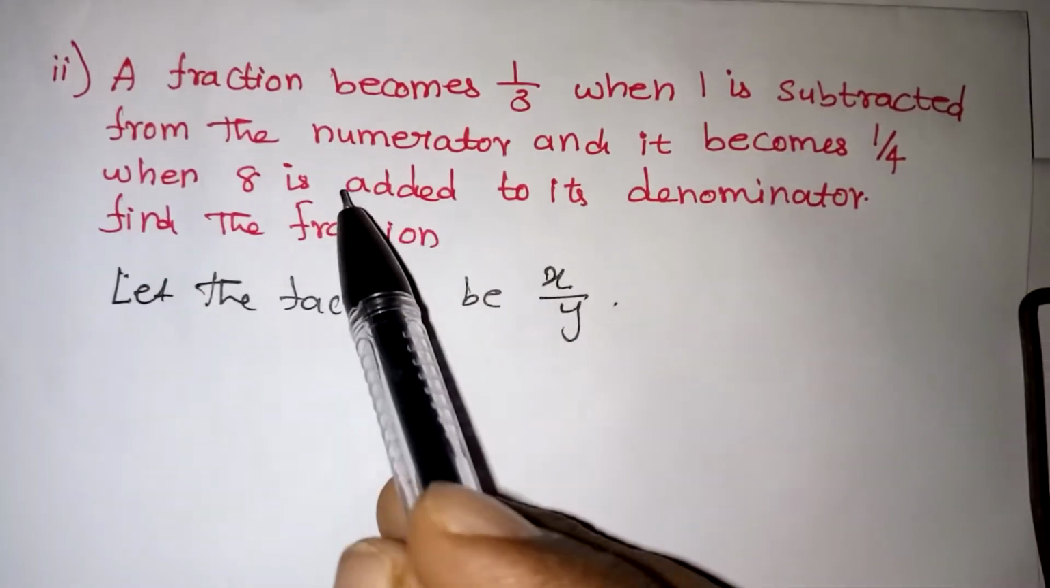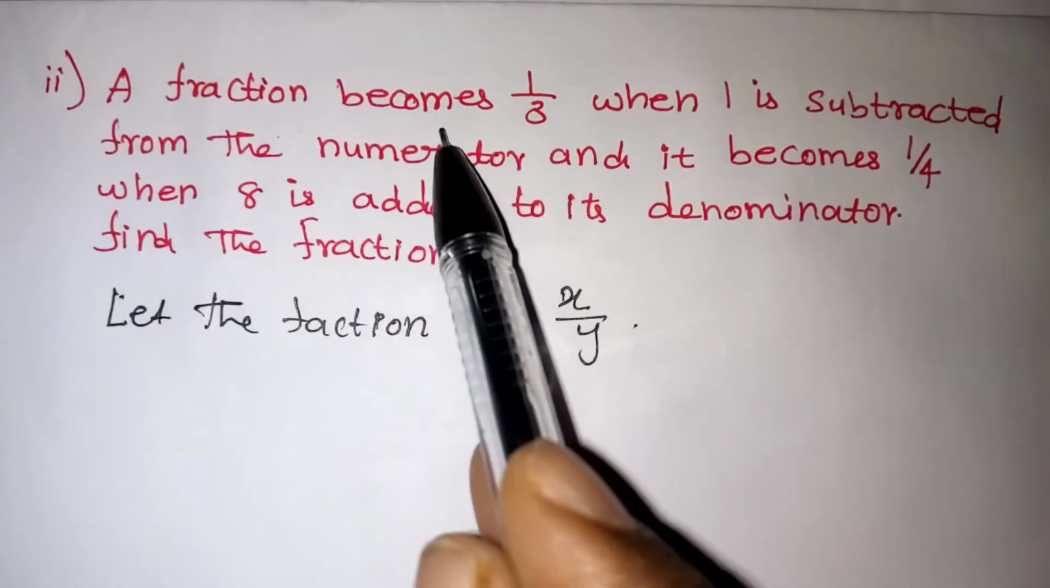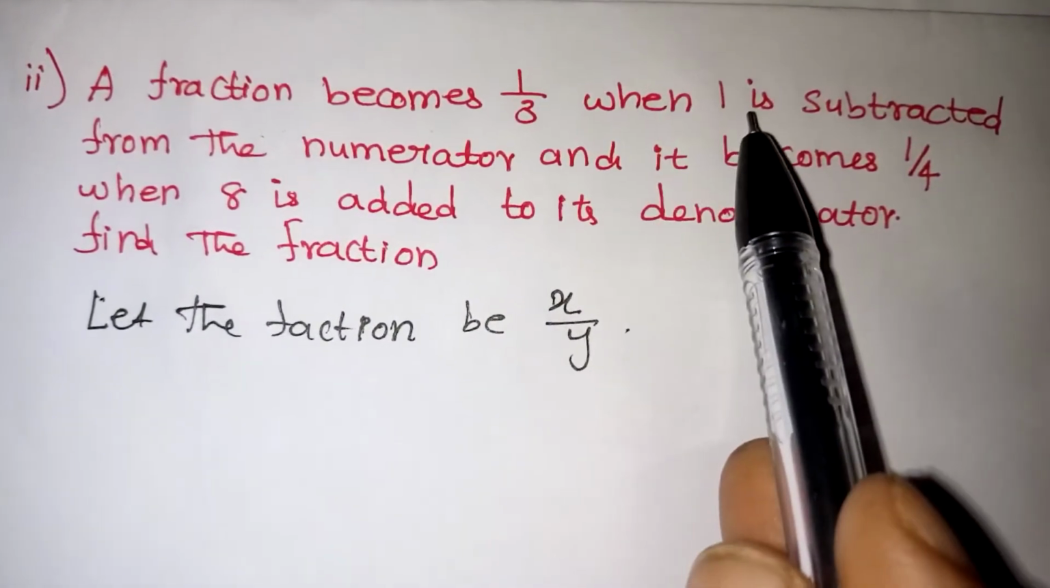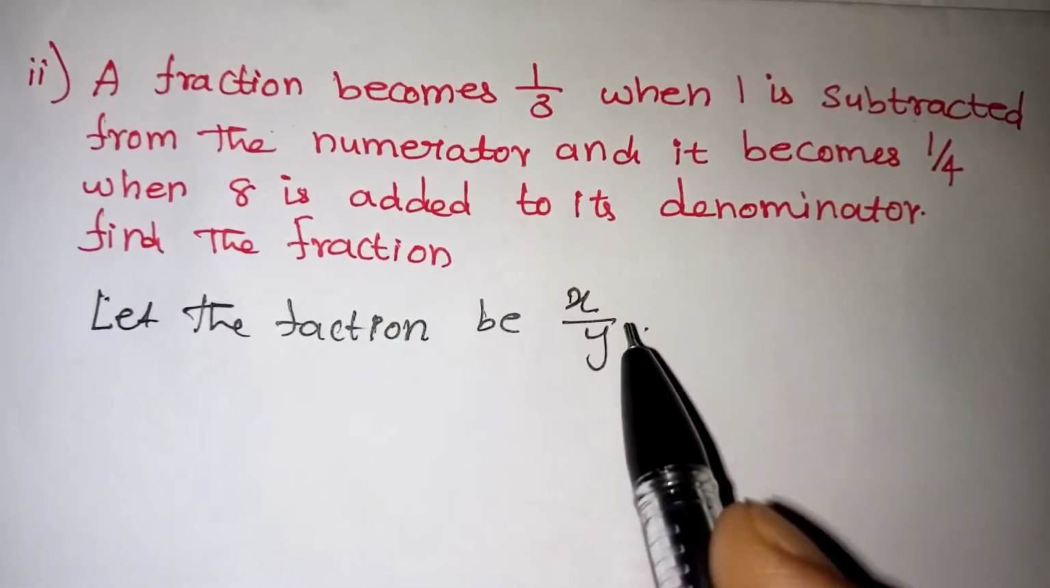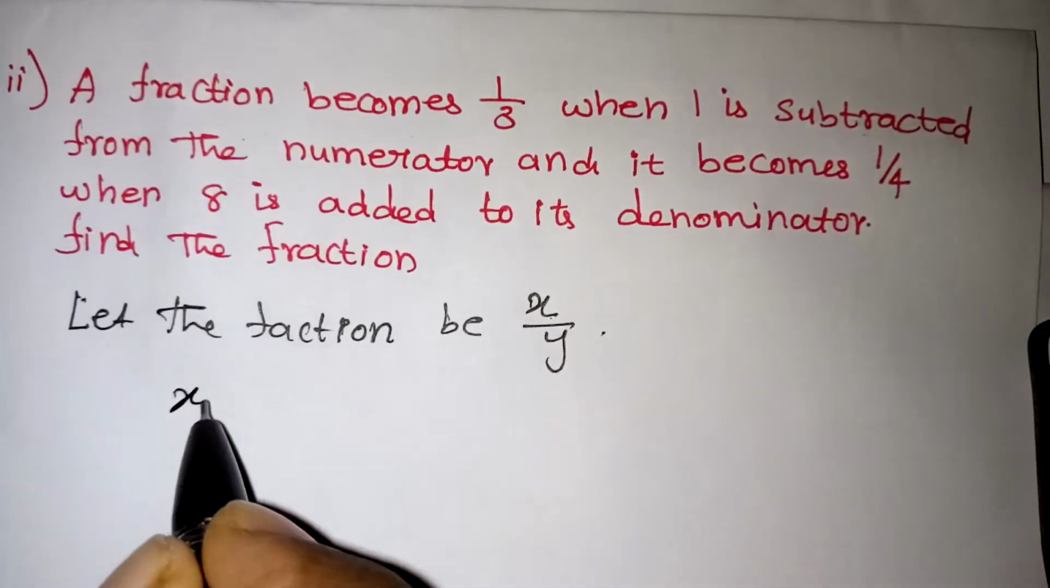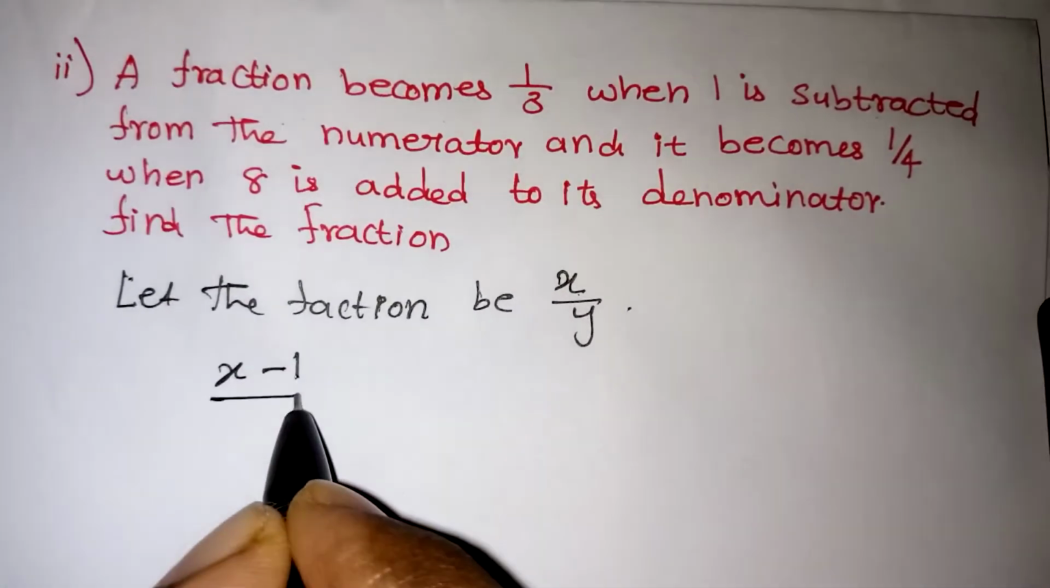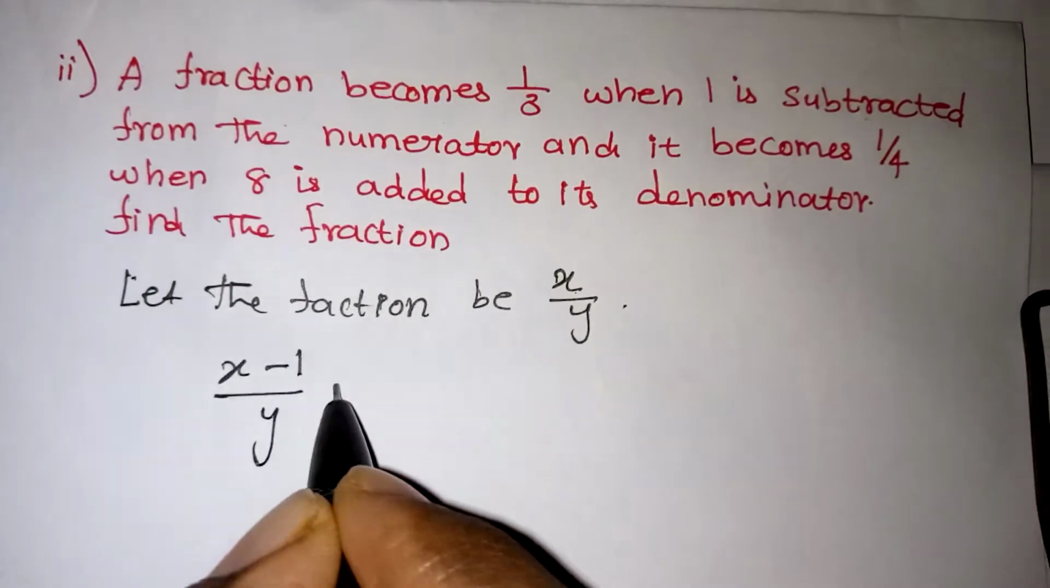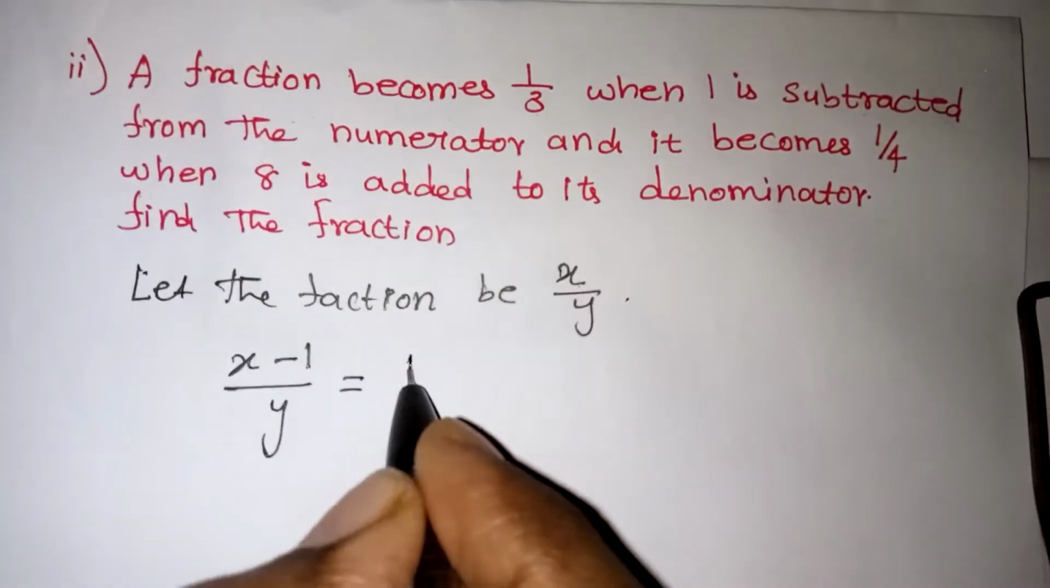Now coming back to the question, this fraction will become 1 by 3 when 1 is subtracted from the numerator. From the numerator, if we are subtracting 1, the denominator will be as it is. My answer will become 1 by 3. That is the given question.